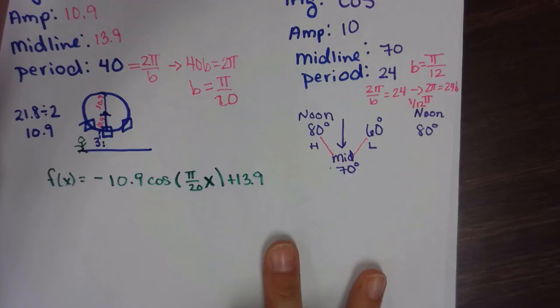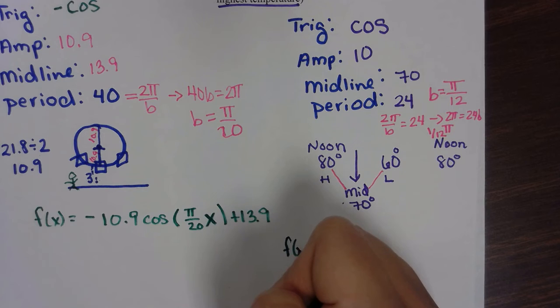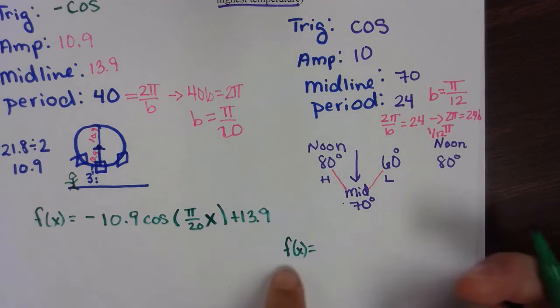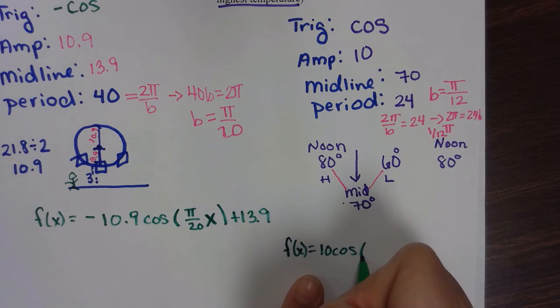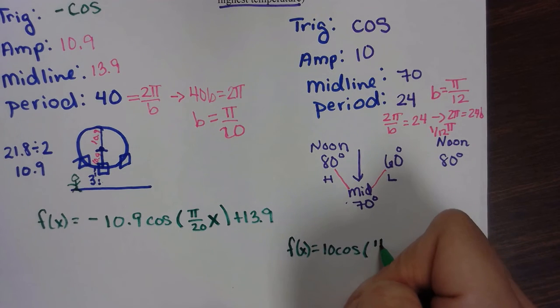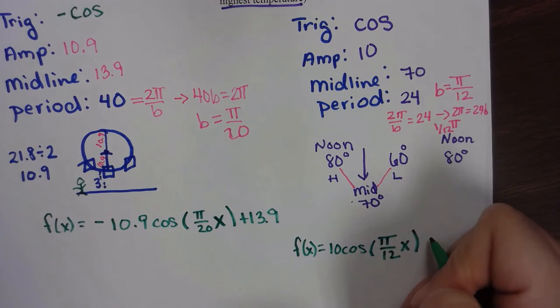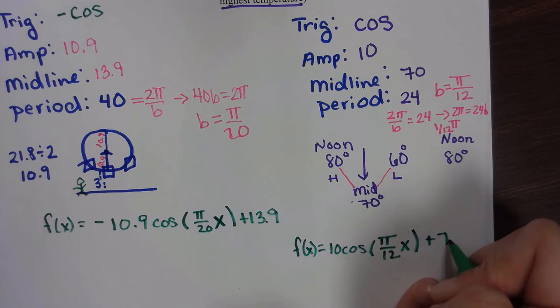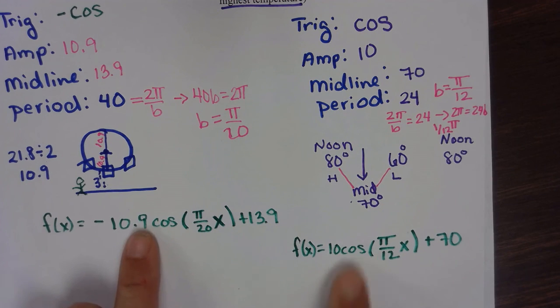So let's put all of our stuff together. So for this one, we have f of x equals, our amplitude is 10 cosine. Our b is pi over 12. Don't forget the x because this is a function of x. And then at the very end, add our midline. You guys are all set now to practice your phase shifts and creating trig functions from story problems.